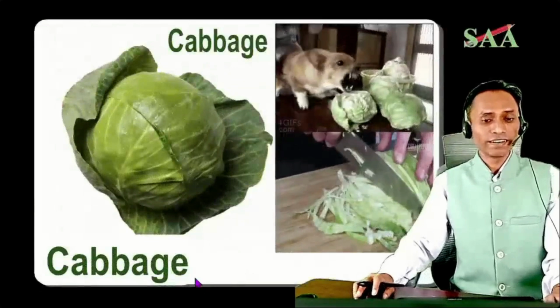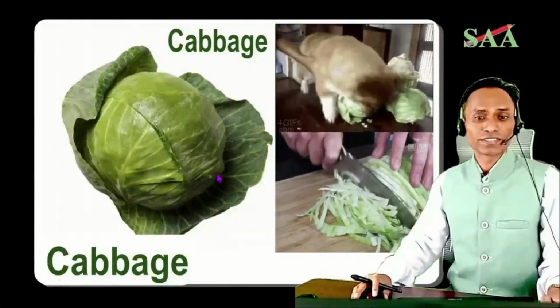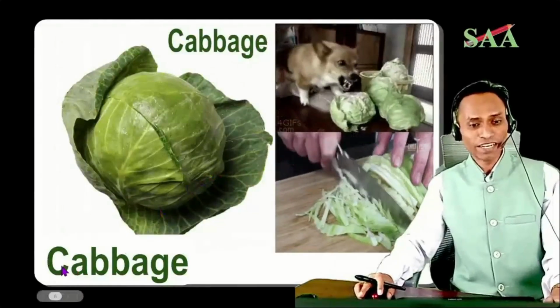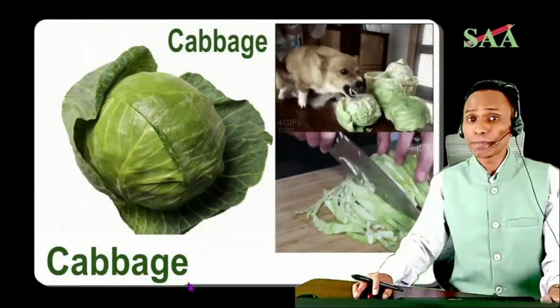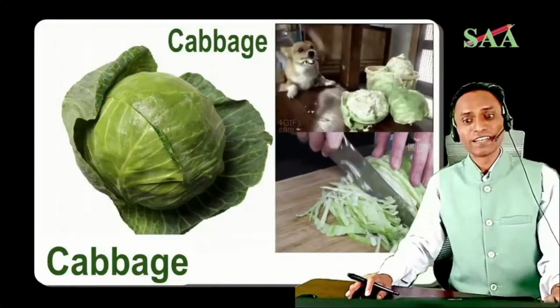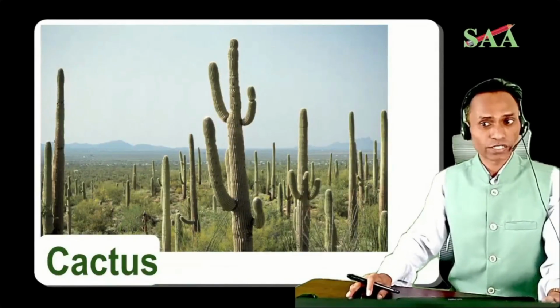Next one is here, cabbage, right? This is cabbage, green cabbage, right? C-A-B-B-A-G-E, cabbage, isn't it? And here in the next one is cactus, cactus, right? C-A-C-T-U-S, cactus, cactus, right?